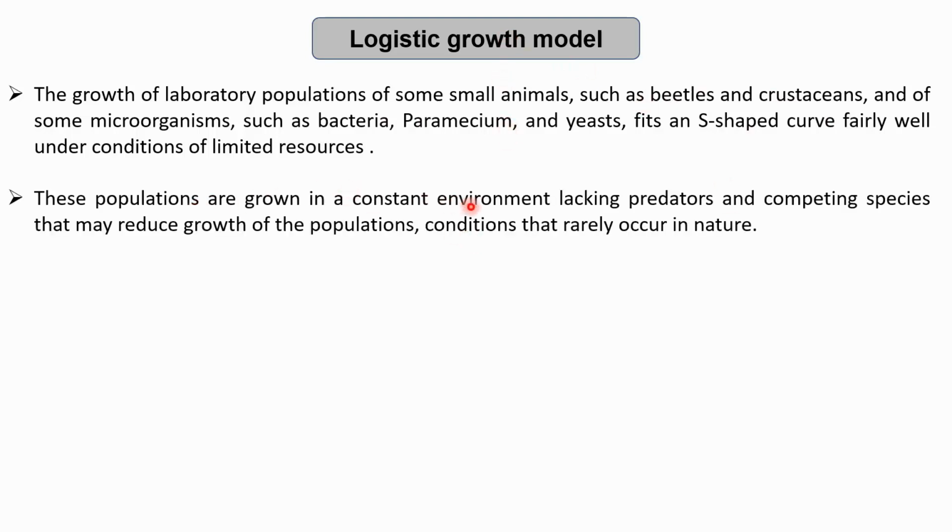These populations are grown in a constant environment that lacks predators and competing species, conditions that rarely occur in nature. In a natural habitat, the population has to face predation and competition from other species. But if I grow them in laboratory conditions, these organisms lack predators and competitor species that may in reality reduce the growth of the population. So this condition is also very rare in nature. But the logistic growth model still talks about the condition when the resources are limited.